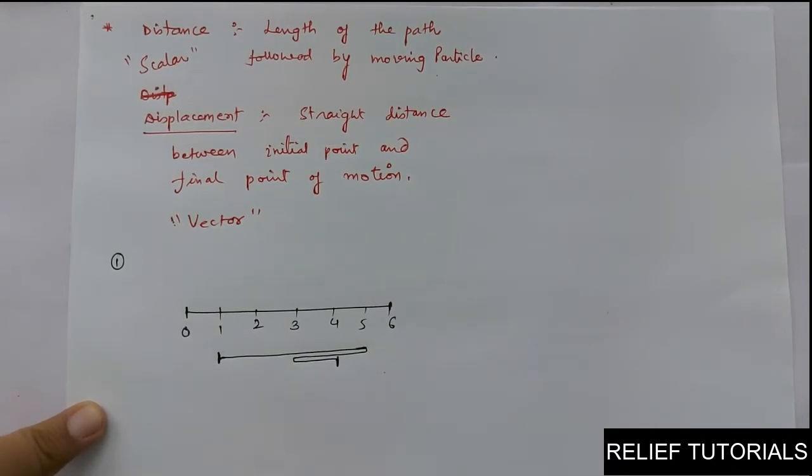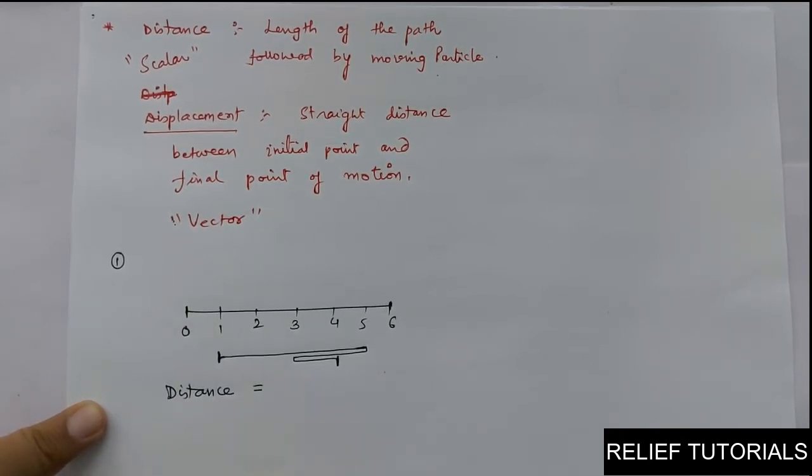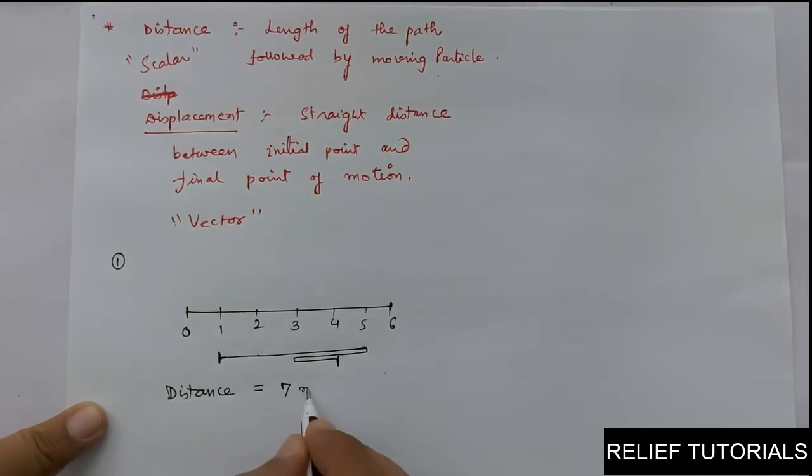In all the examples which we are going to see, we are going to find distance and displacement both. So what is the distance here? Distance means length of the path. So you measure the length of the path followed by the particle. From here, if you start counting, when it reaches here, it is 1 meter distance covered. 1, 2, 3, 4, 5, 6 and 7. So total 7 meter distance covered.